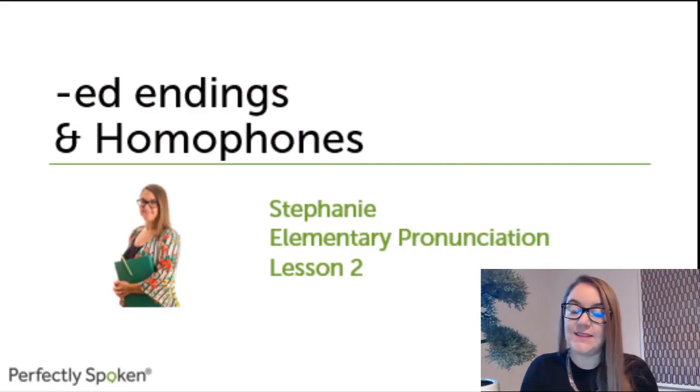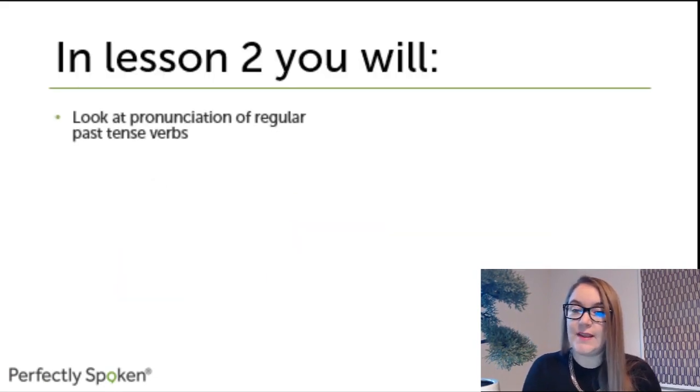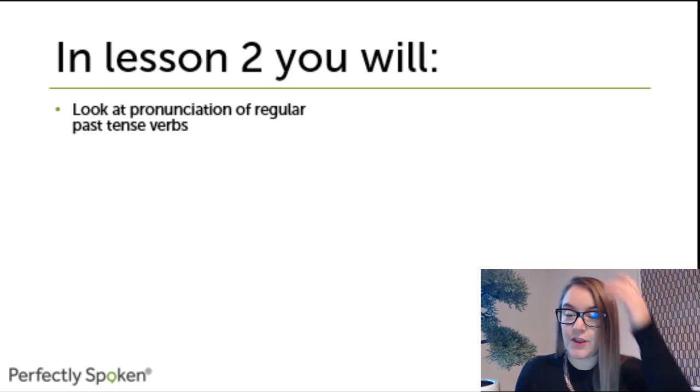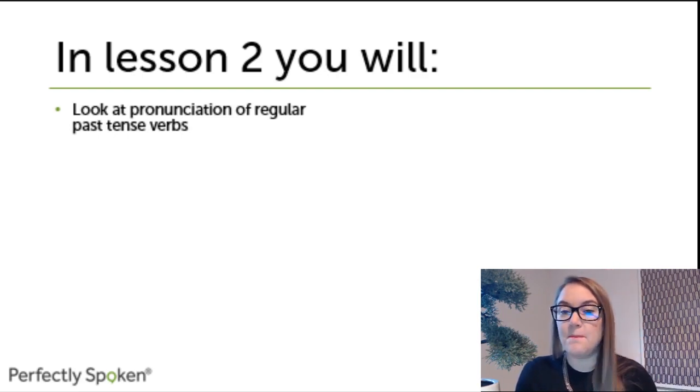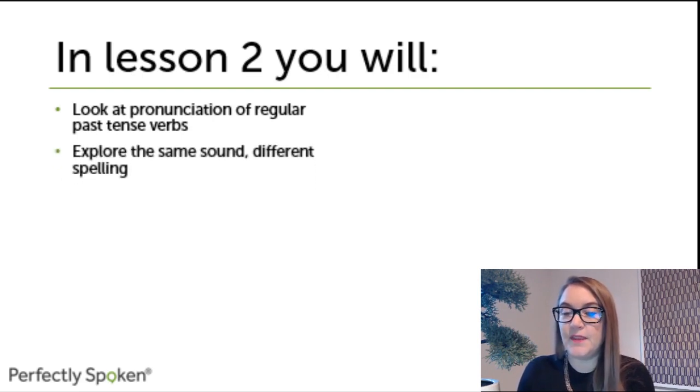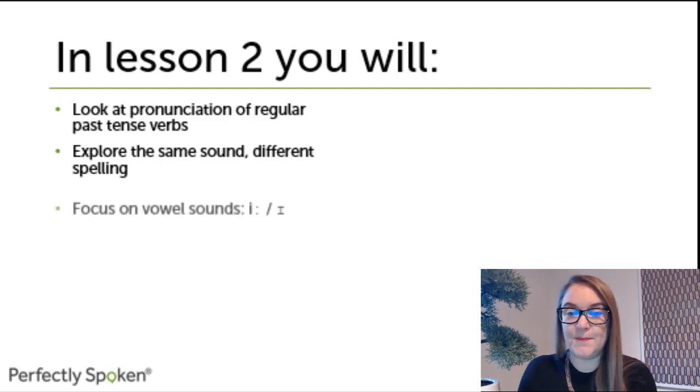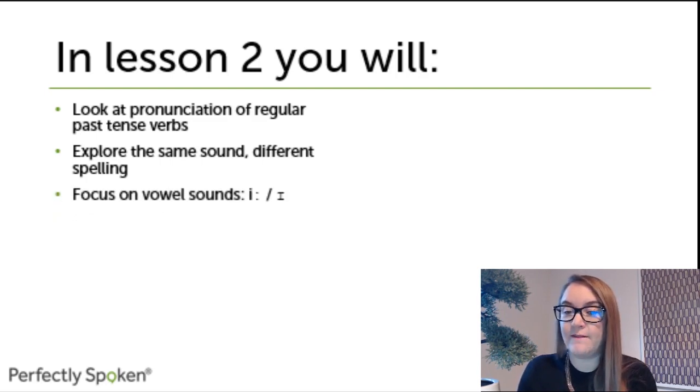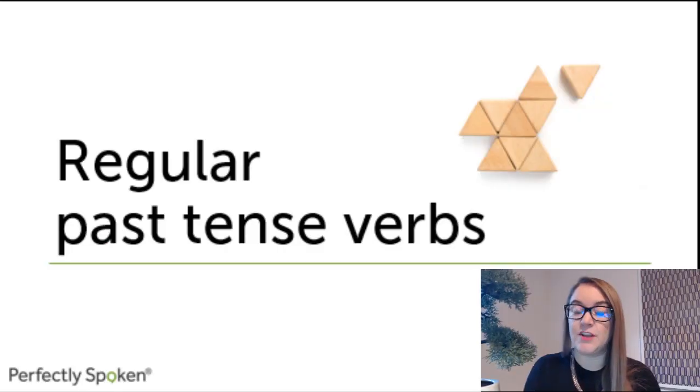This lesson we're looking at ED endings and homophones. So in lesson 2 you will look at pronunciation of regular past tense verbs. We're going to explore the same sound but different spelling. And we'll have a look at vowel sounds E and I and consonant sounds D and T. Okay, are you ready? Well, let's begin with thinking about regular past tense verbs.